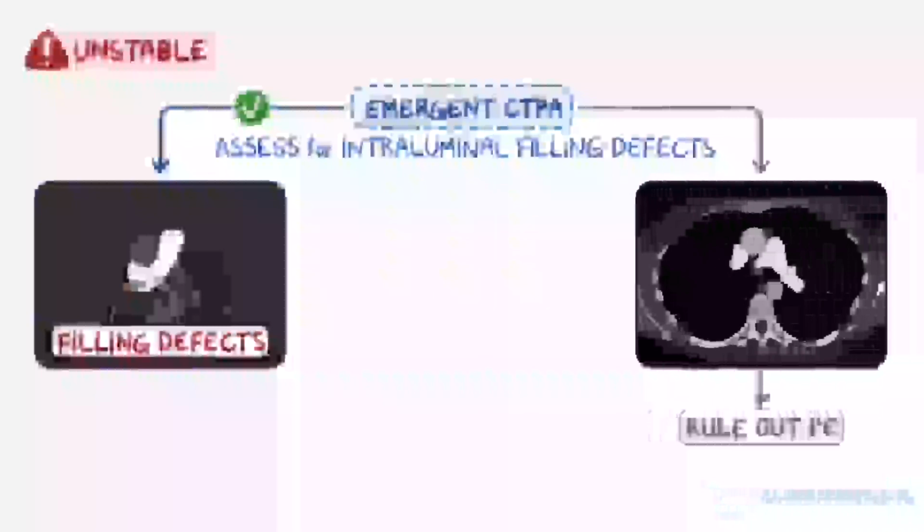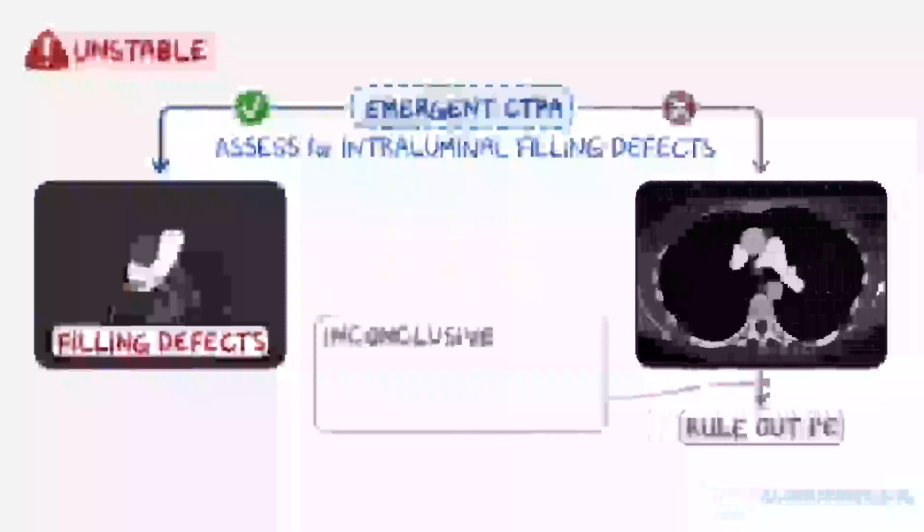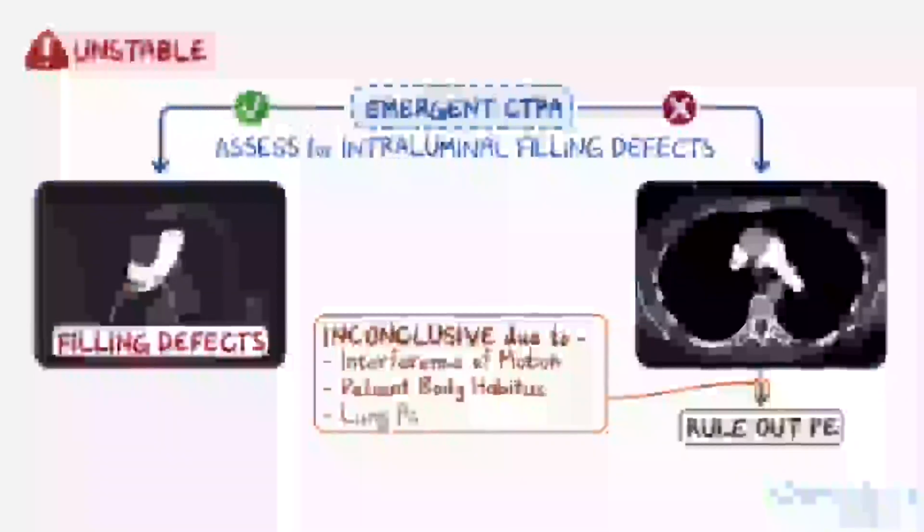Next, order an emergent CT pulmonary angiography, or CTPA, to assess for intraluminal filling defects in the pulmonary circulation. If there are filling defects in the pulmonary blood flow, the CTPA is considered positive and the diagnosis is confirmed. You can often rule out PE if it's negative, but on rare occasions, CTPA can be inconclusive because of interference from motion, patient body habitus, or lung parenchymal disease.